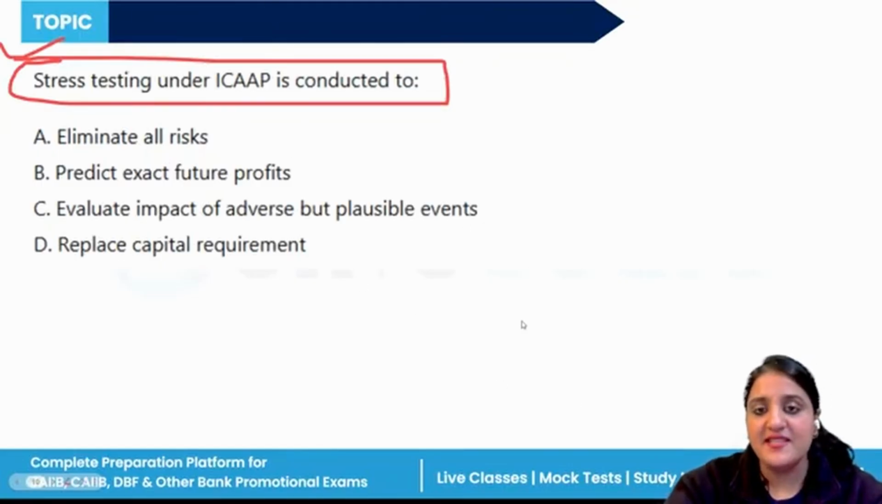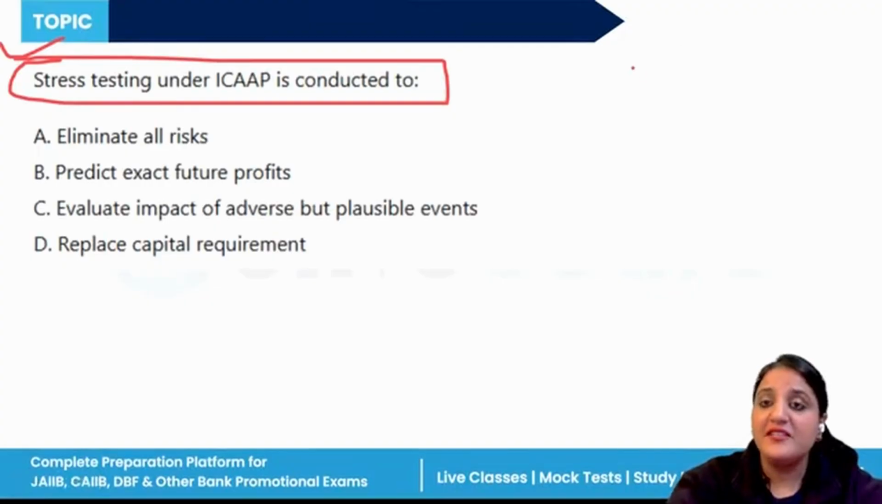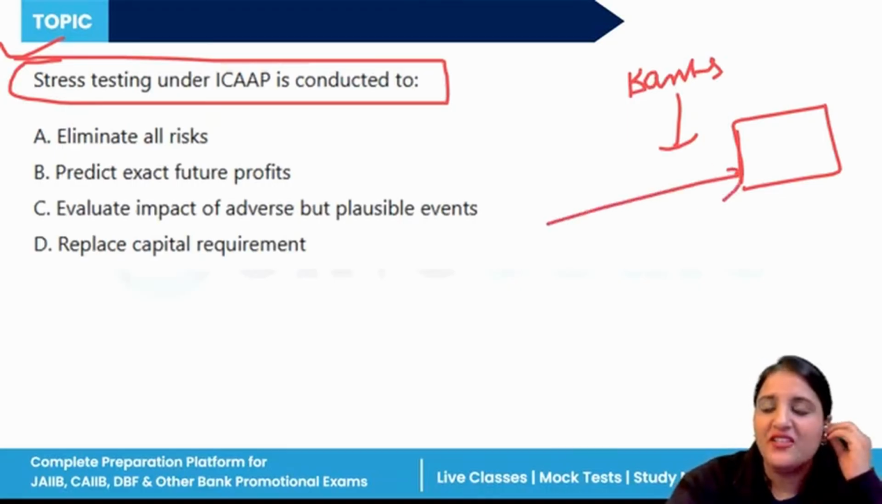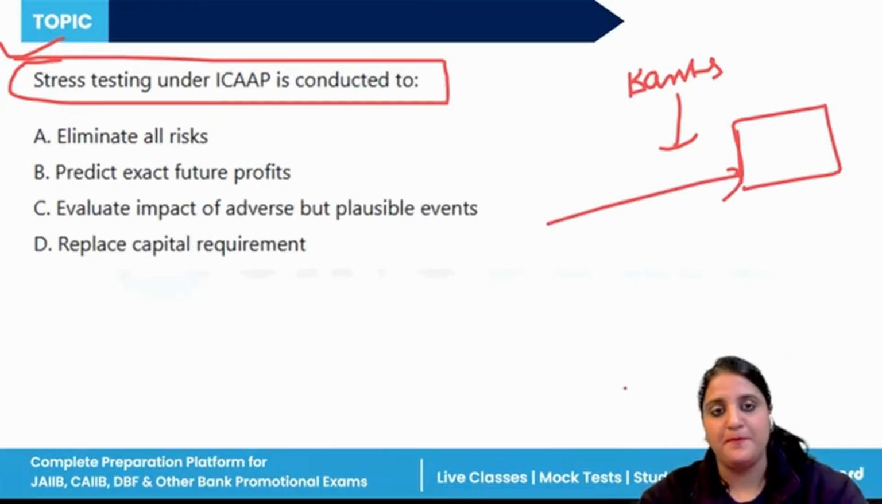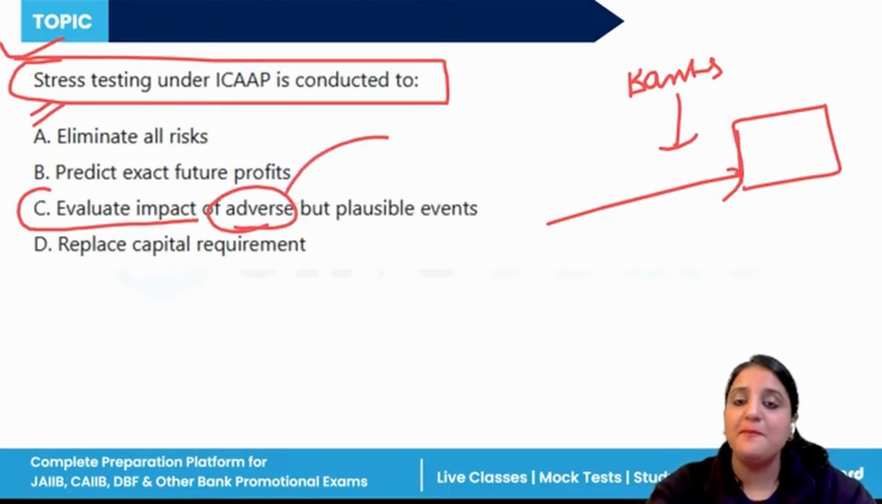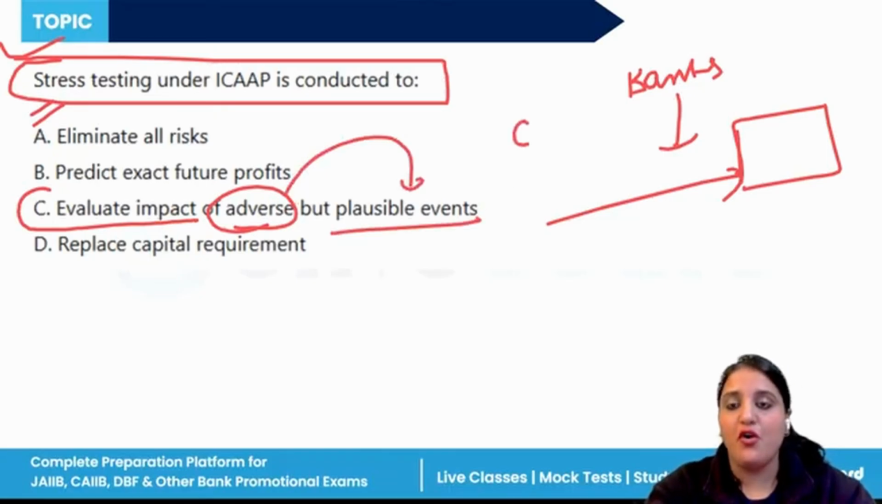So the correct answer is there. Stress testing always evaluates the impact of an adverse situation, where the banks are put into adverse situations. Then they check the condition of the banks, how banks will deal in the stressful situation. That is called stress testing. It means evaluating the impact of adverse but plausible events. So option C is correct here.